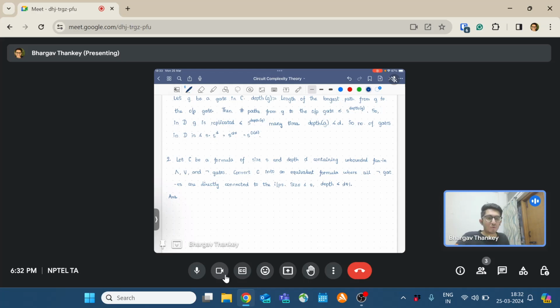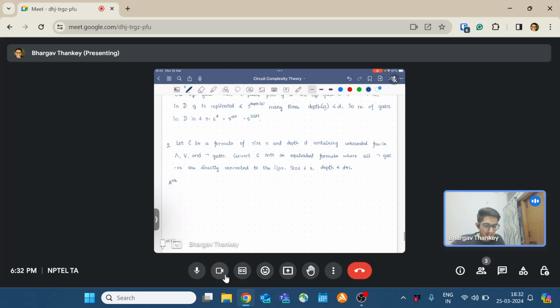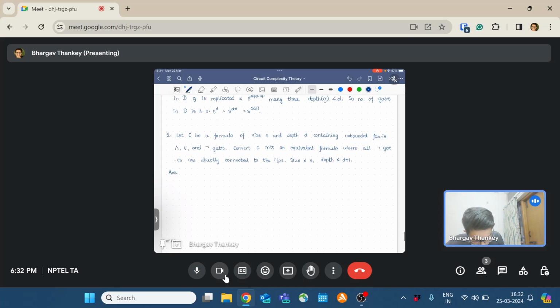Okay, so whenever we have a NOT gate, we want to push it down, right? So suppose that somewhere in C, we have a NOT gate which is connected to the output of an OR gate, and the OR gate's inputs are F1 to Fn. Now my ultimate goal is to push this NOT gate all the way to the bottom. So what's the first step in this process?